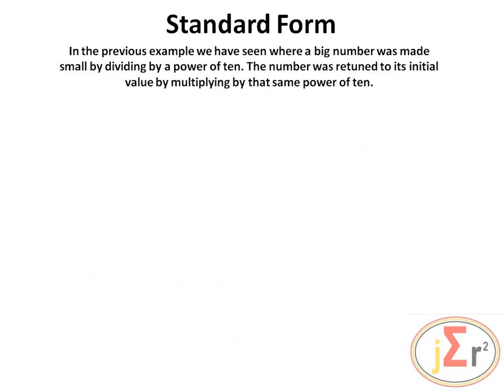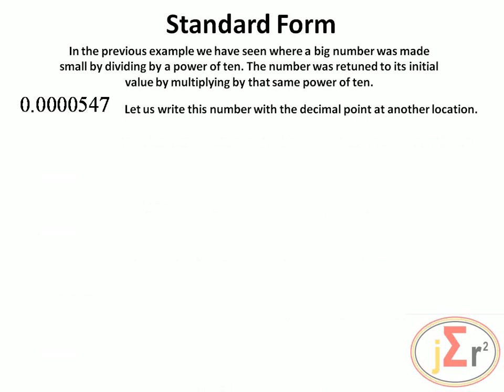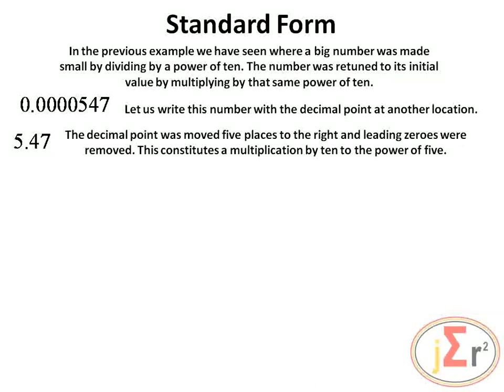In the previous example, we have seen where a big number was made small by dividing by a power of 10. The number was returned to its initial value by multiplying by that same power of 10. Let us write this number with the decimal point at another location. So let us put the decimal point, say, right behind that 5 there. So we have now 5.47. Obviously, the number was made larger. The decimal point was moved 5 places to the right, and leading zeros were removed. This constitutes a multiplication by 10 to the power of 5. The number is made larger, so we are sure that we multiply by 10 to the power of 5.